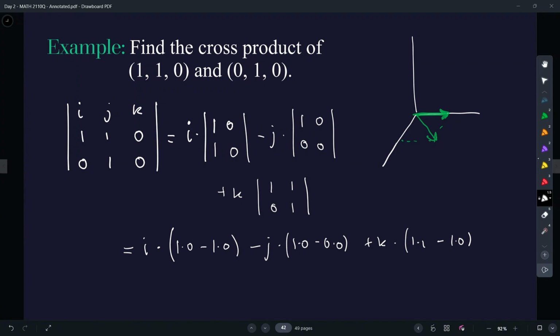So see, this is all 0. This is 0. So the only thing that survives is k times 1. So it is actually just the vector k. So you were right. So it is, in fact, the cross product of, if this is u and this is v, the cross product is that vector over there, and it's the unit length vector in the z direction.